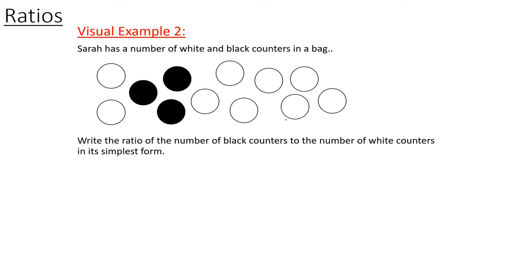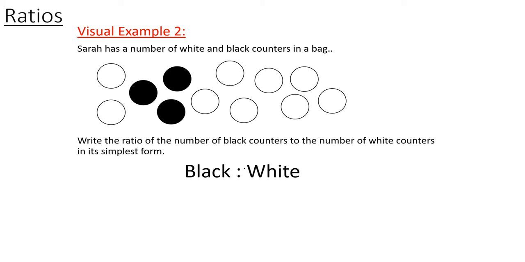Another example, if you copy this down as we go along, pause if you need to. So Sarah has a number of white and black counters in a bag. So you can see there are a variety of counters. Write the ratio of the number of black counters to the number of white counters in its simplest form.